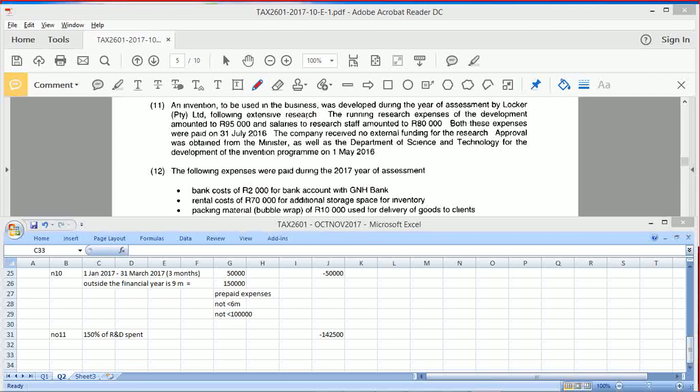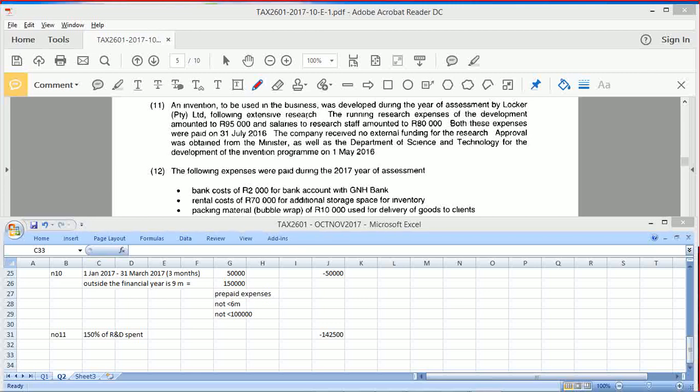Okay, then they say the amount is allocated to the extent that the person that carries out the research and development on behalf of the taxpayer is exempt from tax, or the Council for Scientific and Industrial Research, or the companies in the same group of companies, if the company that carries out the research and development does not claim a 150% deduction, the taxpayer's deduction is limited to 150% of the actual expenditure incurred.